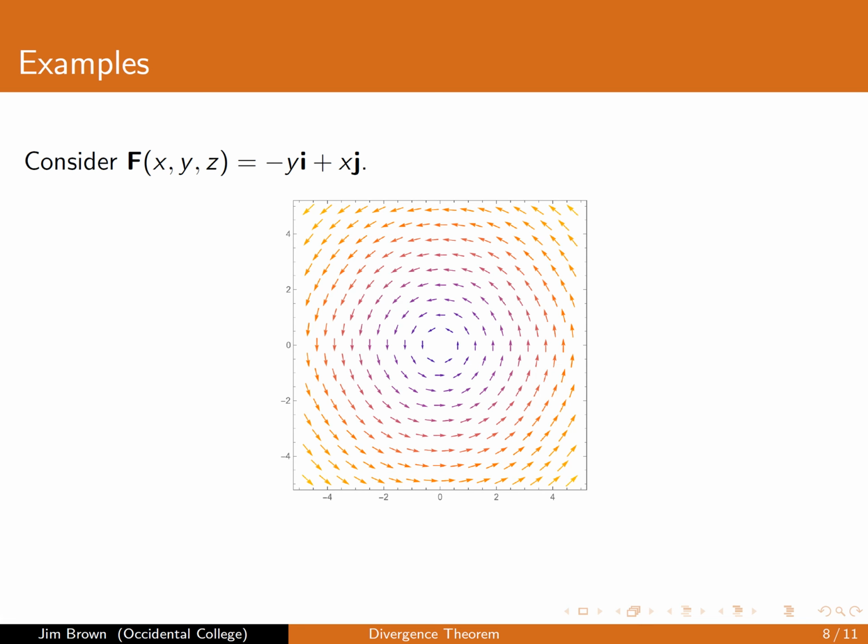It's just circling around. And as you can see, the divergence here is 0 because the partial derivative of negative y with respect to x is 0, and the partial derivative of x with respect to y is 0. So there is no divergence, which is exactly what we would expect here.